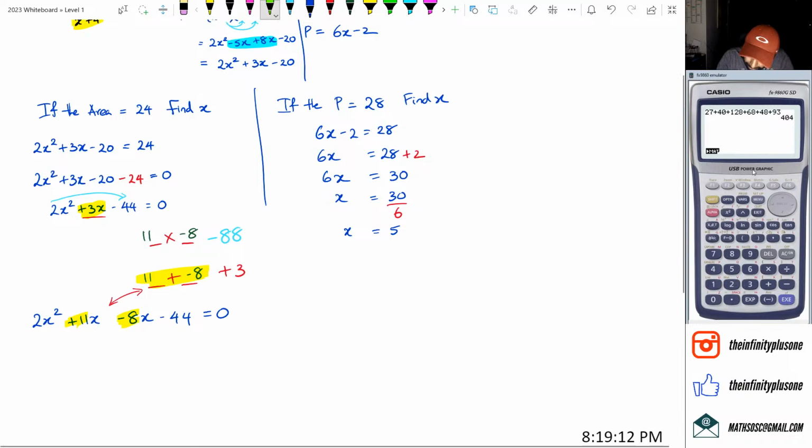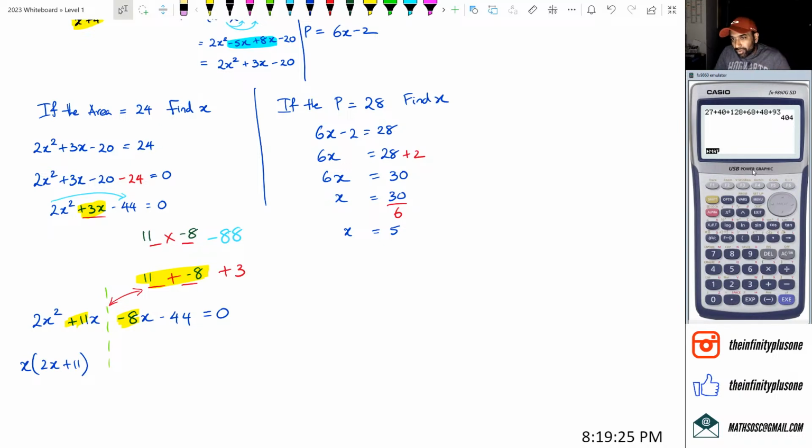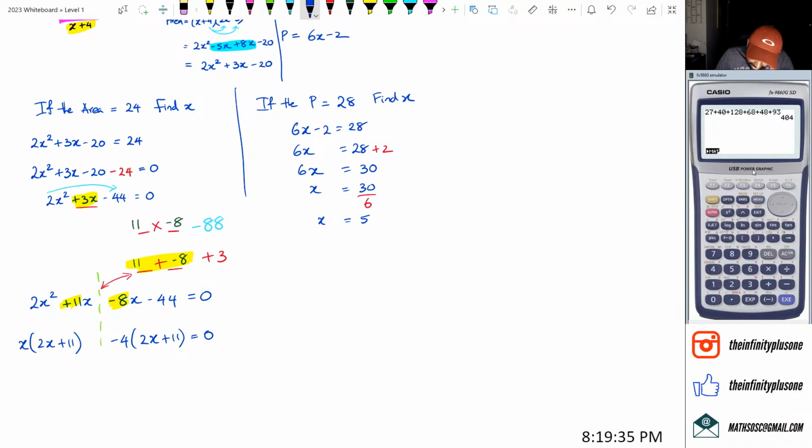So I'm going to split this up into 2 parts. I'm going to factorize the left hand side of the green line, which is going to be x, and I've got 2x plus 11. Then on the right hand side of the green line, I've got negative 4 as a common factor, so I can write this as 2x plus 11, equals 0. So then I've got 2x plus 11 as one common factor, and the other factor is going to be x minus 4.